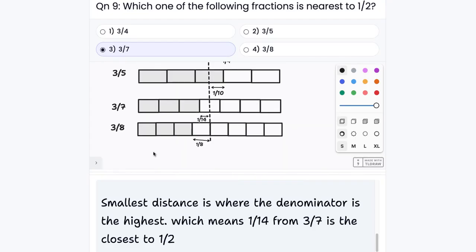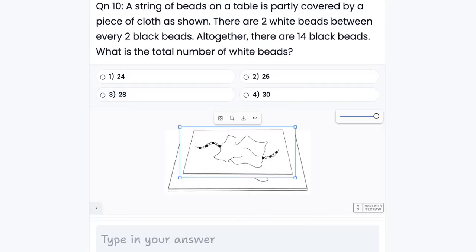A bit tricky, but it's good to have this kind of question, I guess. All right, let's move on to the next question. Question number 10.